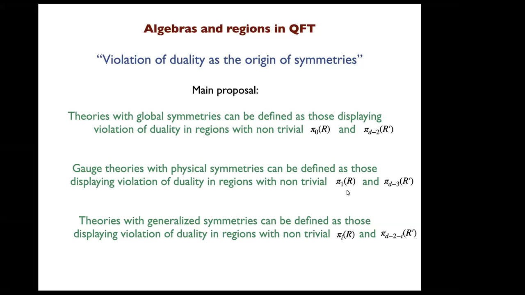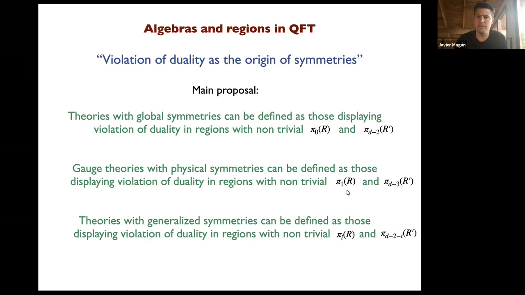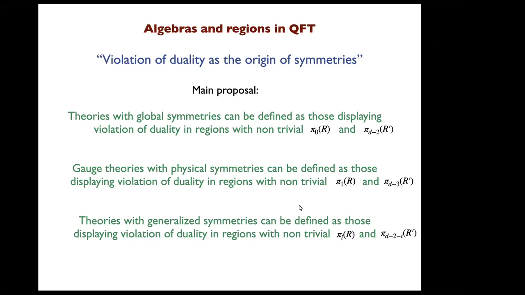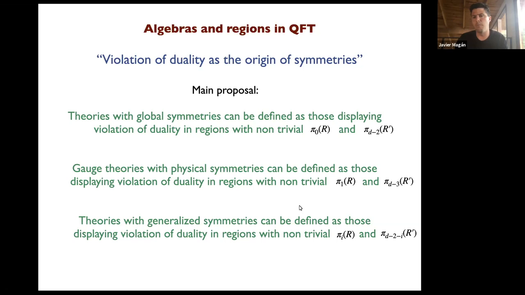Well, in three dimensions, this is explained in the article, it is very subtle, because in three dimensions, the definition of what is a global symmetry and what is a gauge symmetry, from our perspective, mixes. Some subtleties appear that need to be disentangled. From the present point of view, it is not clear that there is a difference between a gauge theory in three dimensions and a theory with global symmetries. So more assumptions than the ones expressed here need to be made to distinguish between both.